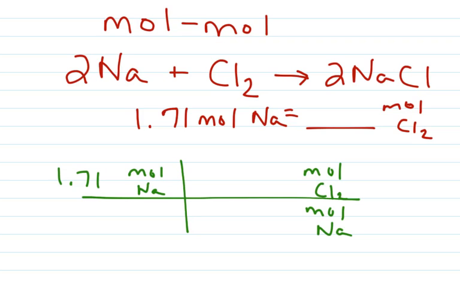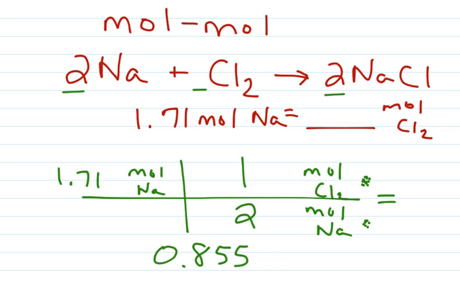Then to fill in our numbers, we have to use the mole ratio. That's the coefficients from the balanced equation. So I very simply say, okay, what coefficient do I have next to chlorine? Go up top and it's a 1. What coefficient do I have next to sodium? Go up to my equation, it's a 2. So to calculate this out, 1.71 times 1 divided by 2, I get 0.855 moles of chlorine. That was the last lesson.